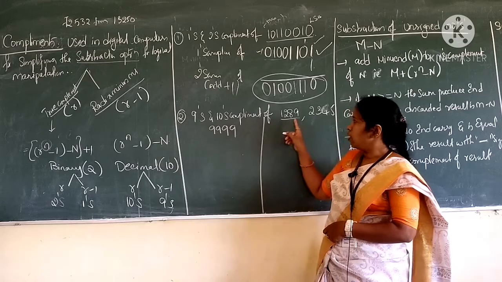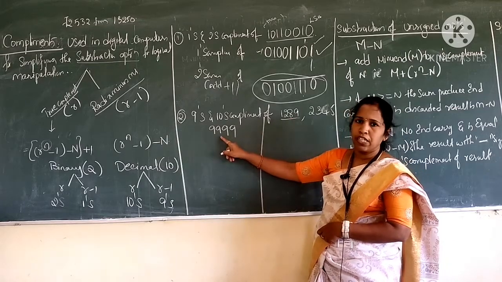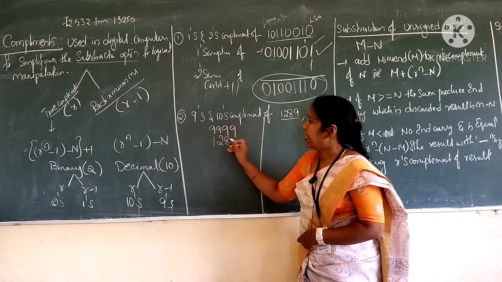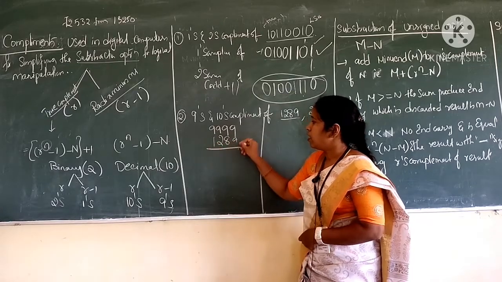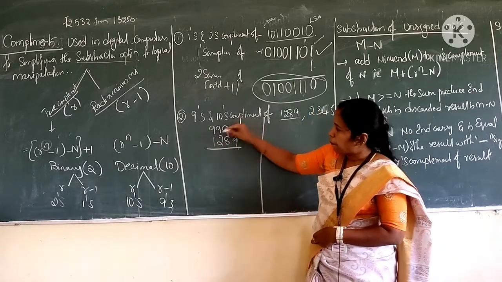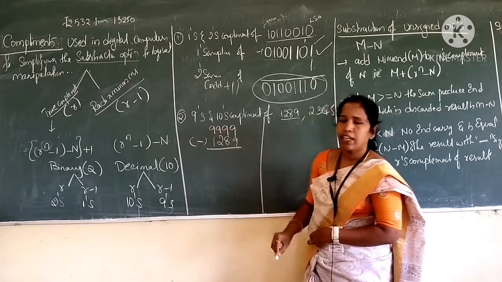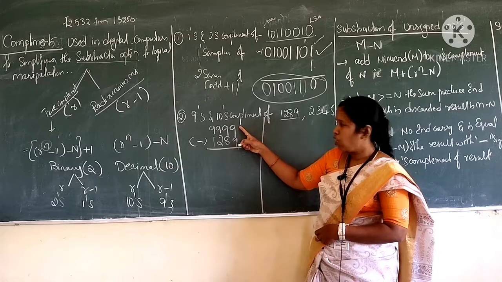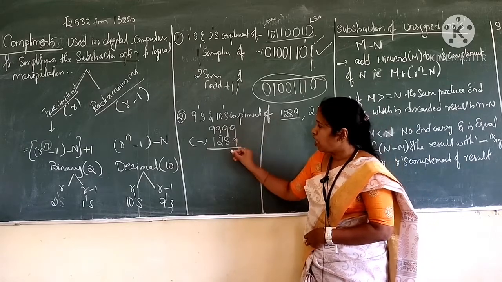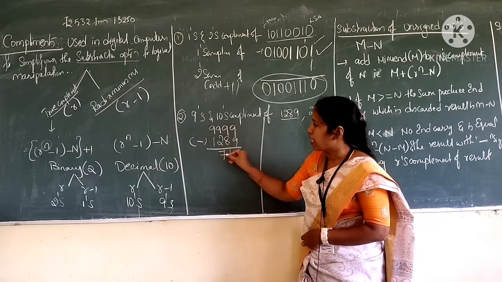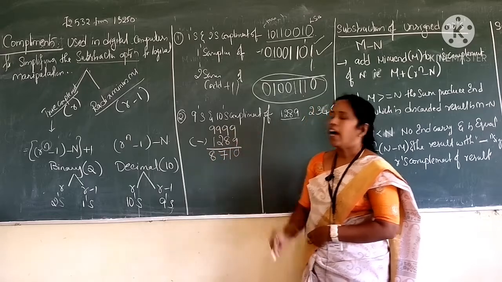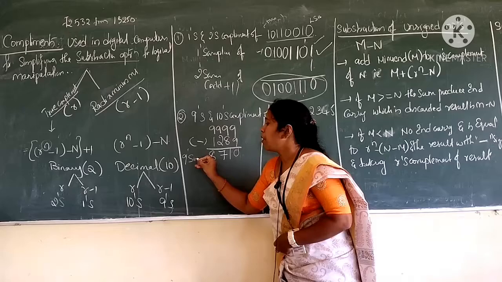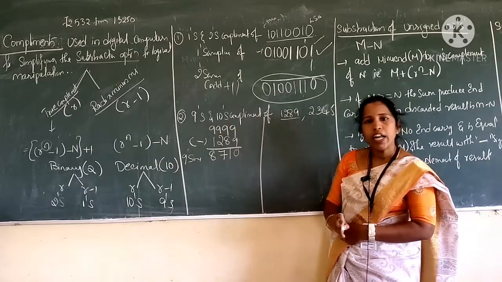After that, this I have to subtract from this 9. So I am taking here 1, 2, 8, 9. So 1, 2, 8, 9, subtracting each digit of the given number from 9. So you are getting 0, now here it is 1, here it is 7, here it is 8. I got it. So this is the 9's complement of the given decimal number.